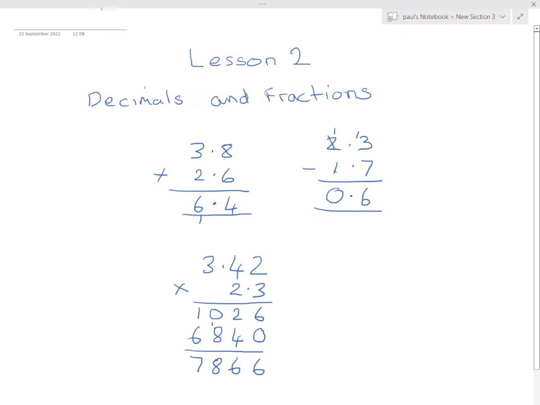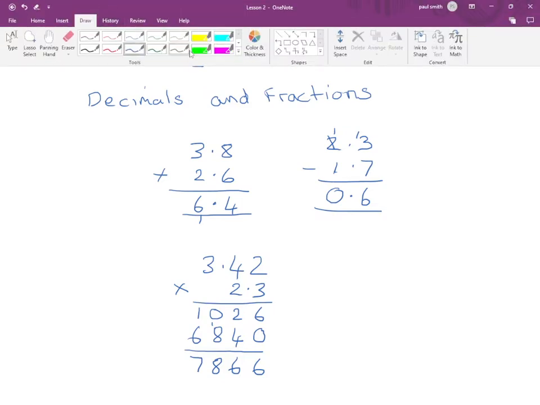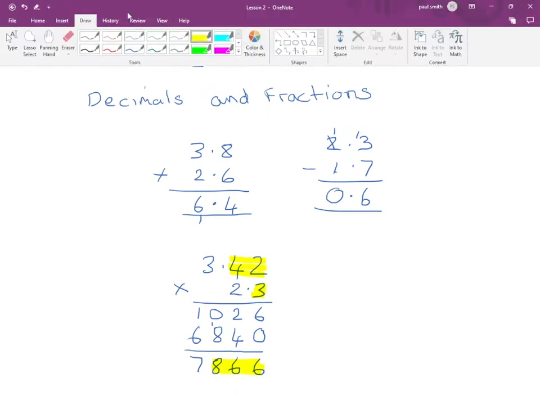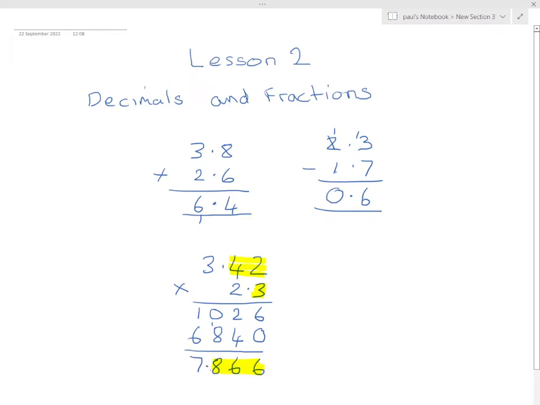Now, where to put the decimal point? Let's get a highlighter. In the question at the top, we've got 2 numbers after the decimal point there, and 1 number after the decimal point there. So we've got 3 numbers after our decimal points, and so we need 3 numbers after the decimal point in the answer. And so the decimal point goes there. So there you go, 7.882.